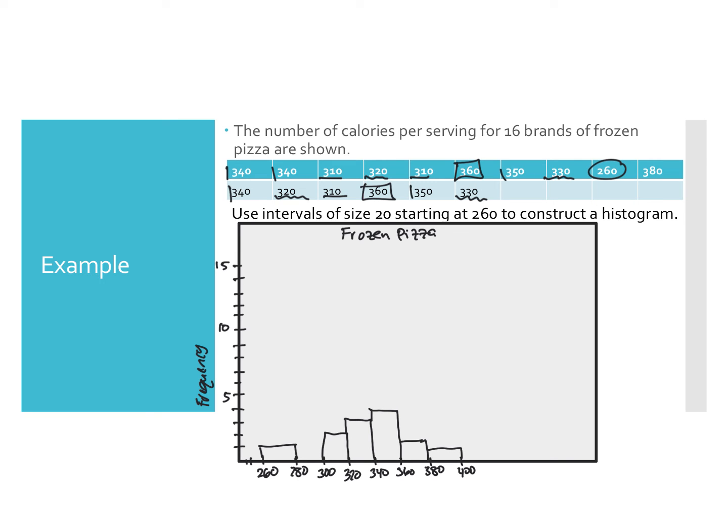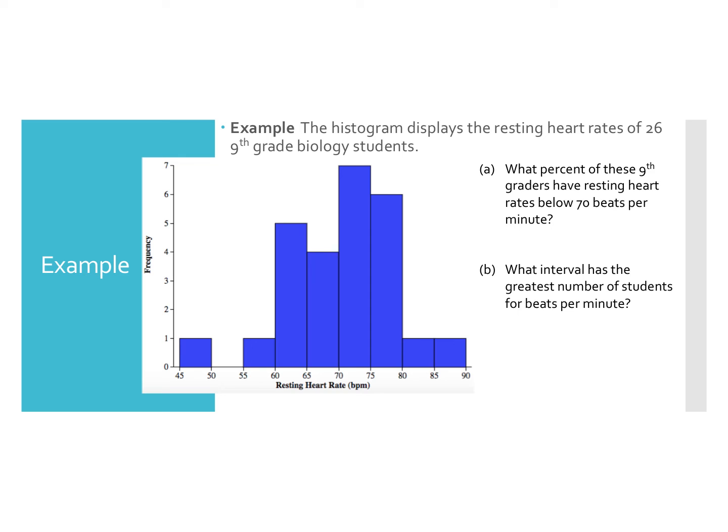And there's your histogram. In our next type of problem, notice that our histogram displays the resting heart rates of 26 ninth grade biology students. Notice our question, it says, what percent of these ninth graders have resting heart rates below 70 beats per minute? Well, below 70 would be here in our histogram. So we have to look and see how tall the bars are. From 65 but less than 70 looks to be about 4. 60 to about 65, 5. If we have 55 to 60, that is 1 high, and 45 to 50, 1 high.